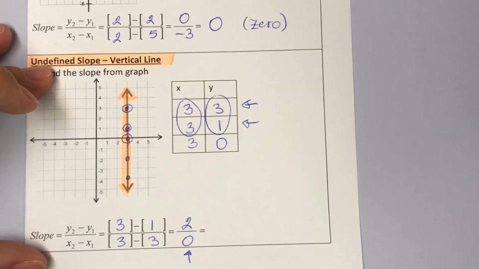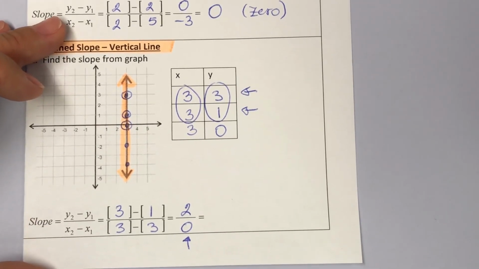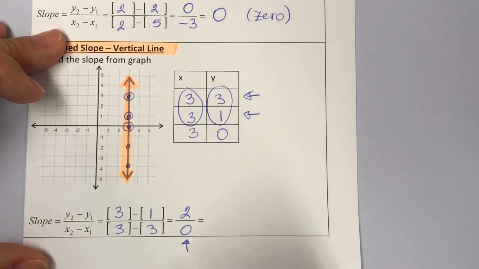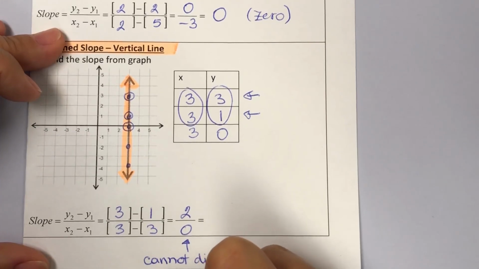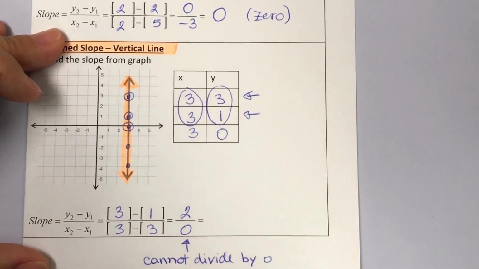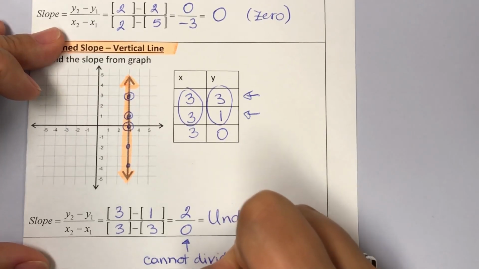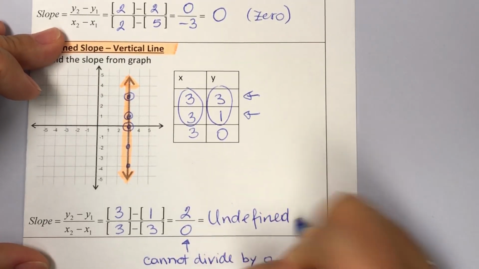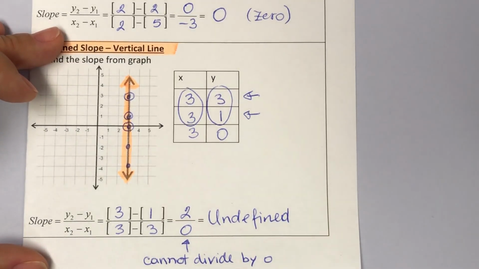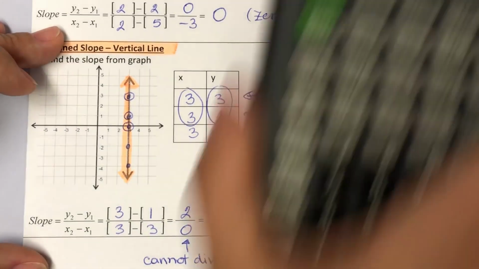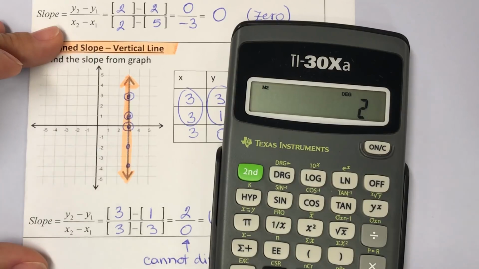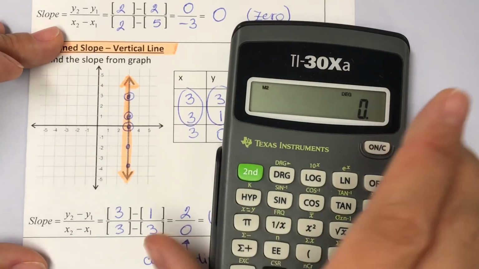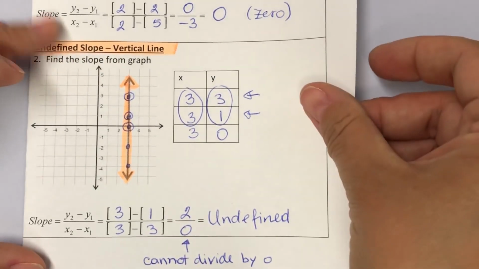Right here on the denominator we cannot divide by 0. In math, division by 0 does not exist. So we say cannot divide by 0. This is undefined slope or not existent. So the slope does not exist. And let's see a confirmation on the calculator as well. Like, what does the calculator say if I want to divide 2 by 0? The calculator says error. That is not possible. In math, division by 0 does not exist.